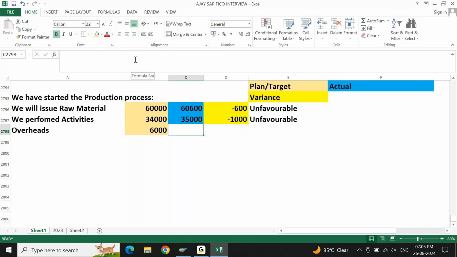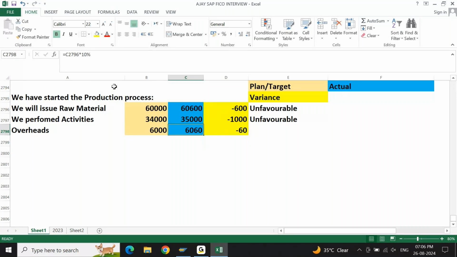Now, actually, how much has it become? 60,600 on this 10%. There is no variation here. This is by default calculated by the system. Now, this is 6,060. By default, there is a variation because this is a dependent activity. Any variation here? Yes, 60 is the variation. Negative 60. This is also unfavorable.